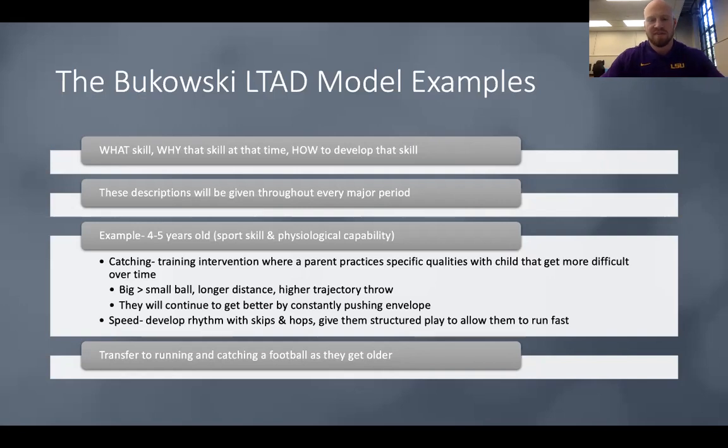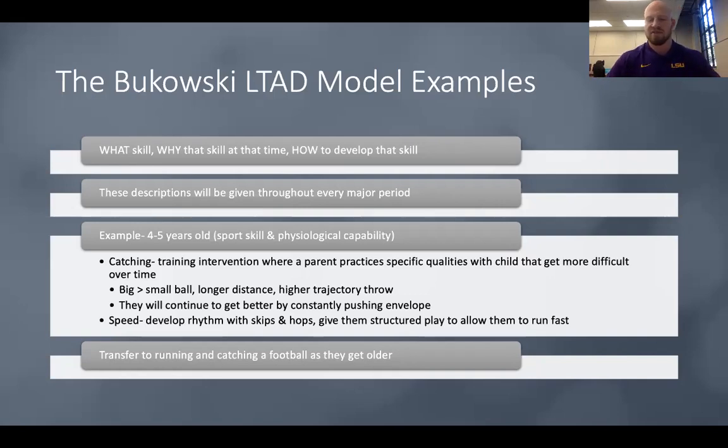And then the physiological capability. So for speed at this age, they're going to start skipping and hopping, so we can develop rhythm with skips and hops. And if you know about speed work and strength and conditioning, they still do a lot of that even at the collegiate setting. So speed itself has a lot to do with rhythm. And when they can start skipping and hopping at that young age, they should be developing coordination and intramuscular coordination and developing that rhythm that we can then transfer to speed as they get older.